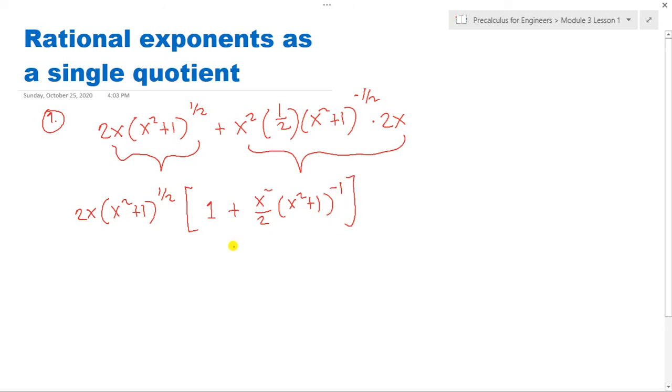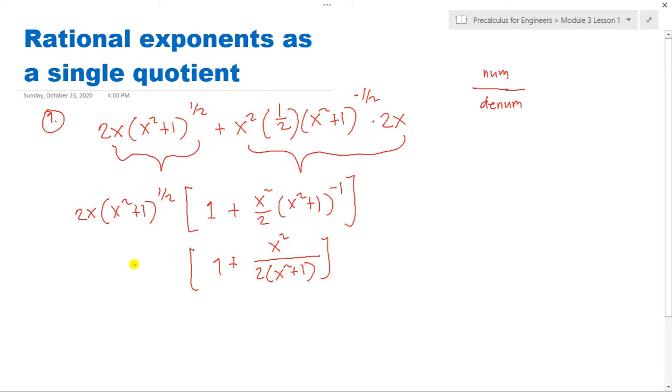Then, since we are to convert it into a single quotient, wherein you only have a numerator all over a denominator, like really just one expression. So therefore, let's manipulate the expressions inside this brace. So we have here 1 plus x squared. Since this is a negative exponent, let's bring it down to the denominator. So we now have 2 times x squared plus 1.